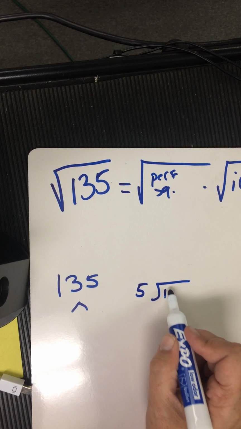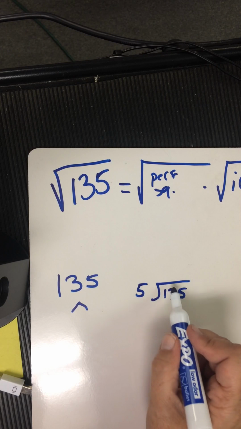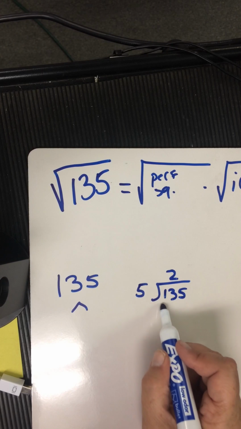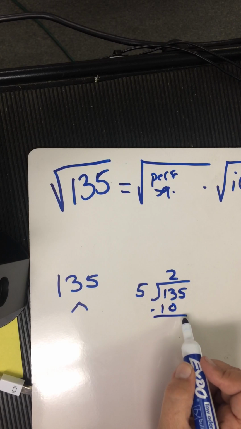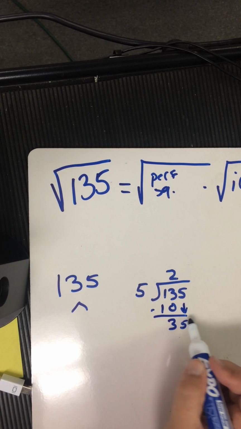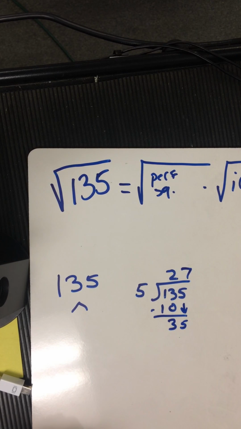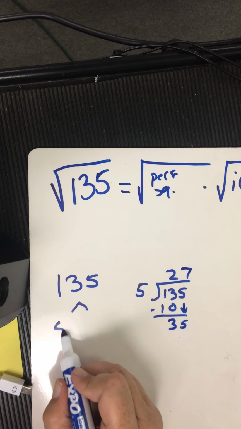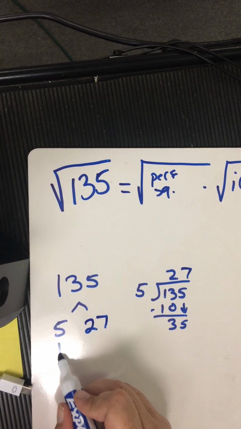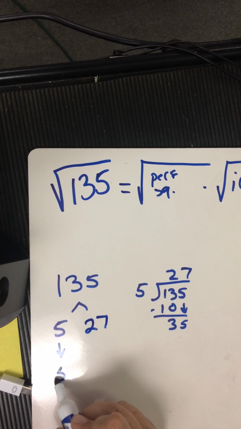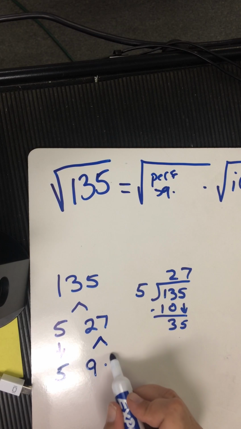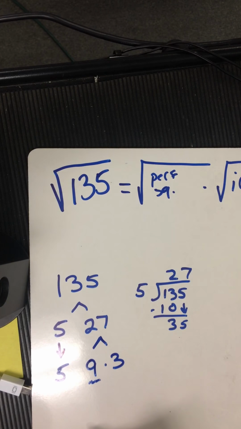So yeah, you're going to have to do a little math work here. That goes in twice. 2 times 5 is 10. 3, bring down your 5. 27. Okay, so that's 5 times 27. And then I told you in class I like to bring down that 5. And then 27 is 9 times 3. Well, I just found my perfect square.